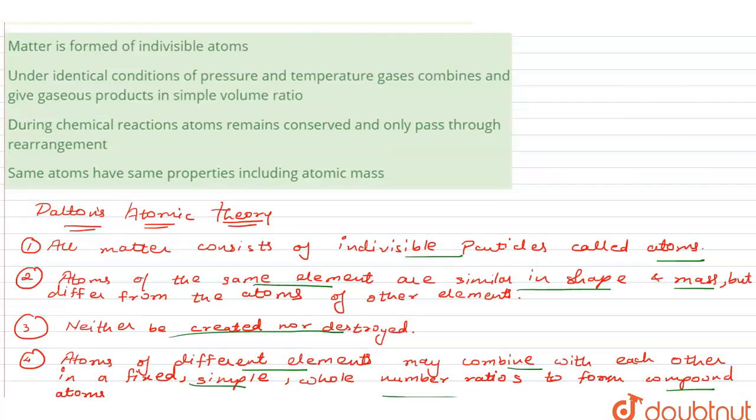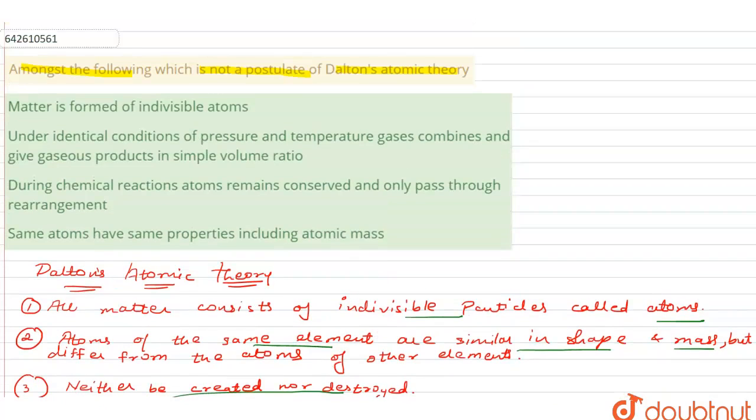Now done with this, let us analyze the options. Matter is formed of indivisible atoms. Absolutely right, isn't it? The only thing is that the postulate was indivisible particles called atoms, and here we have directly posted indivisible atoms. But since the answer to our question would be a non-postulate, definitely this doesn't match our criteria.